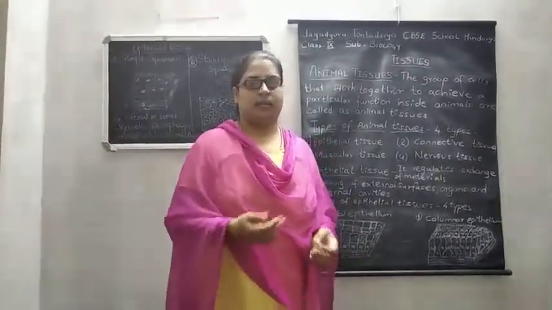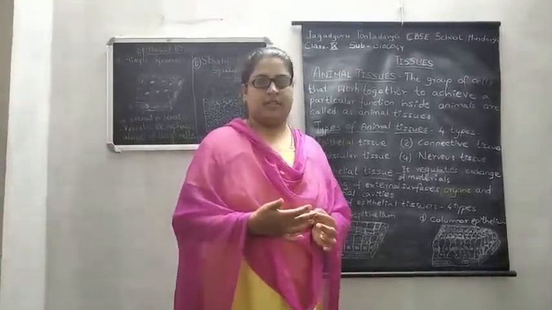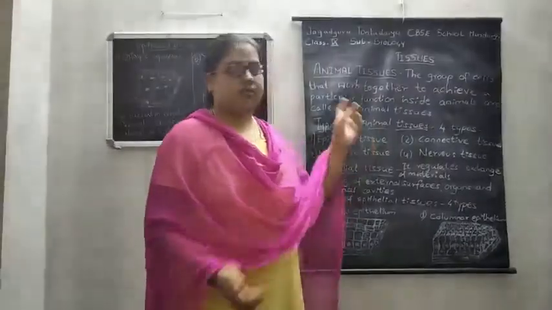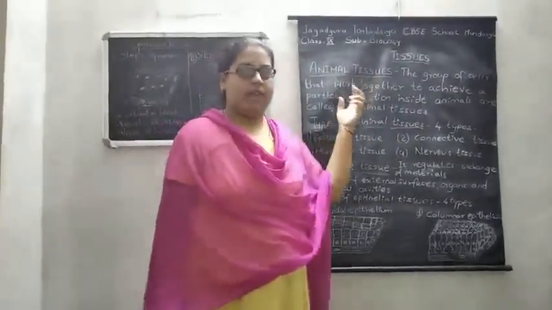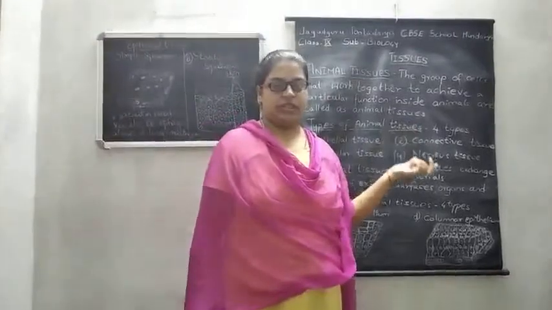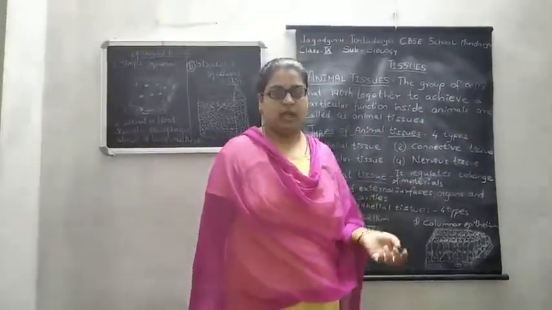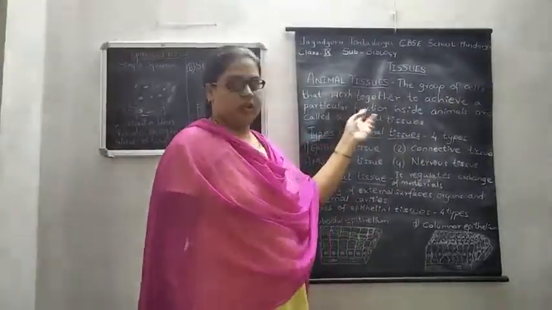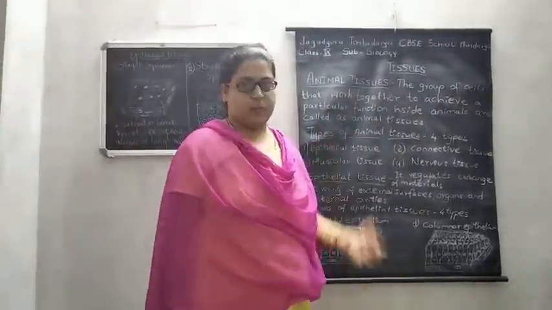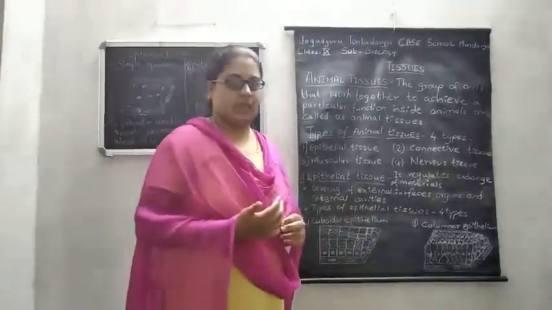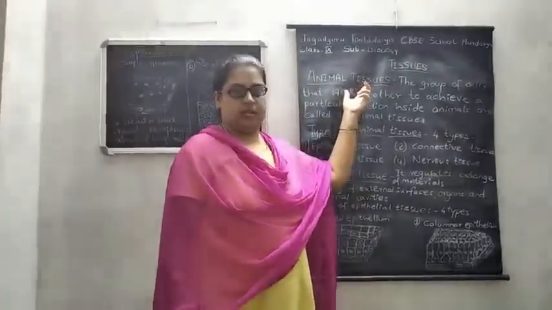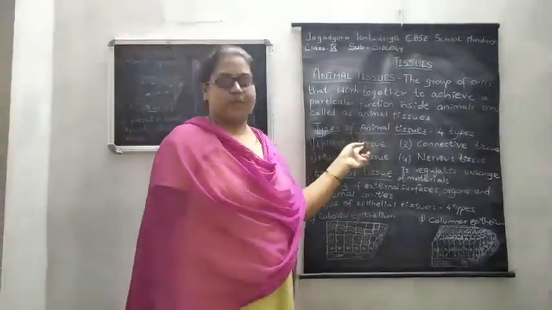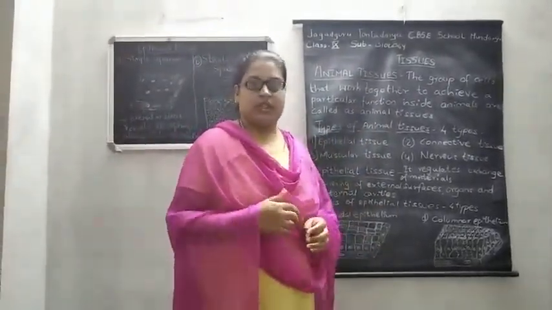It may be birds, elephants, fishes, including human beings, and all these animal tissues have different types of functions which they perform in the animal's body. So those groups of cells which work together to achieve a particular function inside the animal's body, those groups of cells we call animal tissues. Understood?